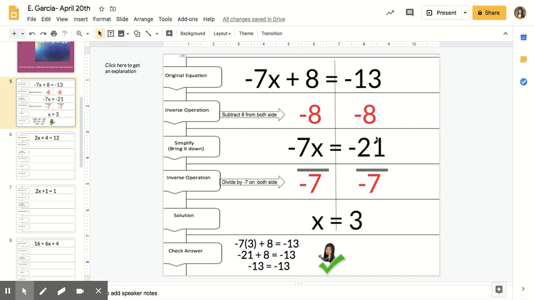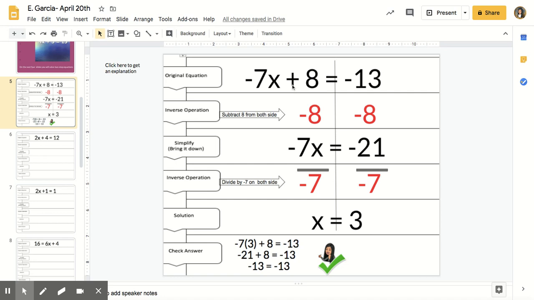All right, guys, so remember when working with an equation, we want to put that line down the equal sign so that way we make sure we're balancing on both sides. So if you look at your graphic organizer, the first step is inverse operation. Make sure that you're getting rid of the number that is not with the variable first.